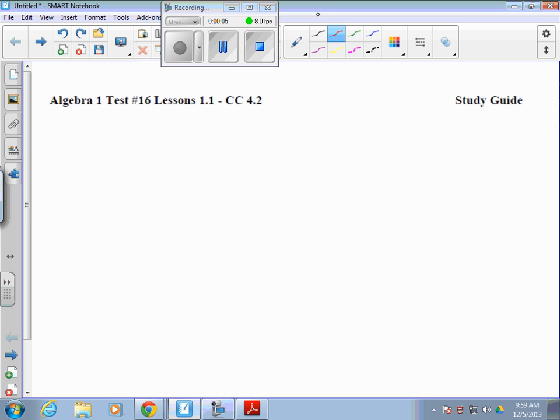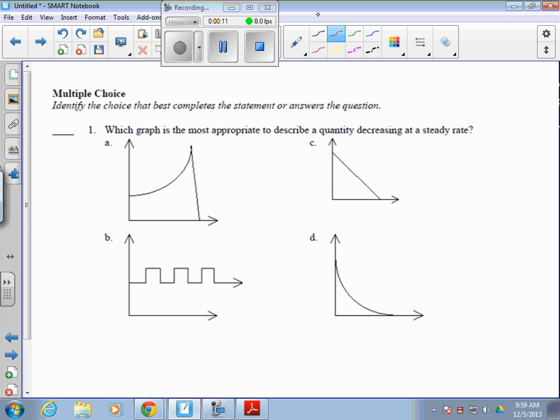Today we are in, this is the Algebra 1 test for week number 16. Our study guide. Number 1 asks us, which graph is the most appropriate to describe a quantity decreasing at a steady rate? Decreasing means it's going down.